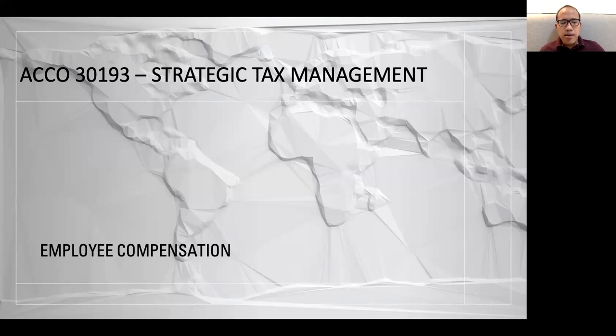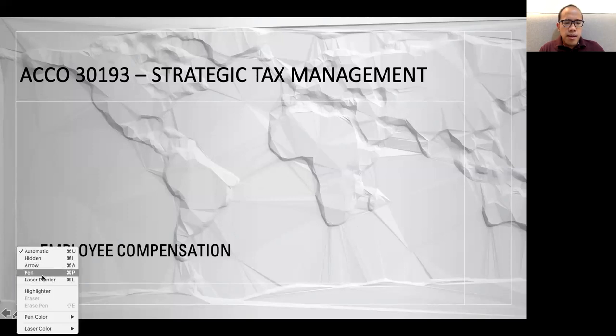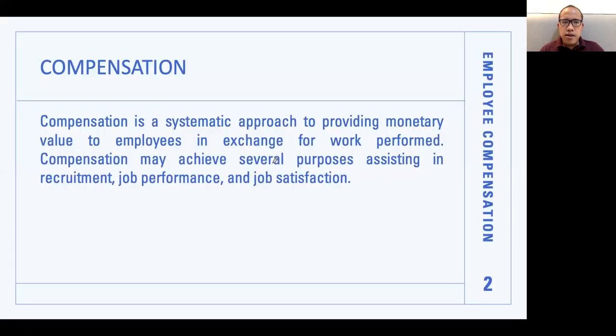let's proceed with the discussion on employee compensation. Siyempre, simulan ng lahat, i-define natin kung ano ang compensation. So compensation is a systematic approach to providing monetary value to employees in exchange for work performed. Compensation may achieve several purposes, assisting in recruitment, job performance, and job satisfaction.